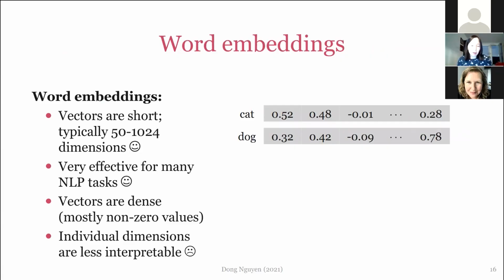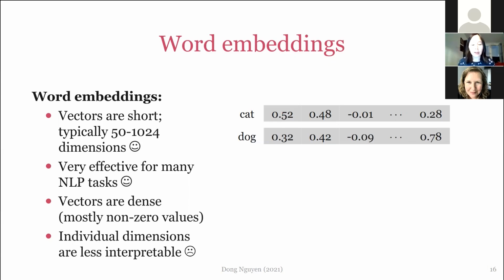So word embeddings are also these vector representations, but compared to what I just discussed, they tend to be shorter. So typically they only have about 50 to 1024 dimensions, right? So dimensions are just the number of numbers in a vector. But the nice thing is that they're very effective for many natural language processing tasks.